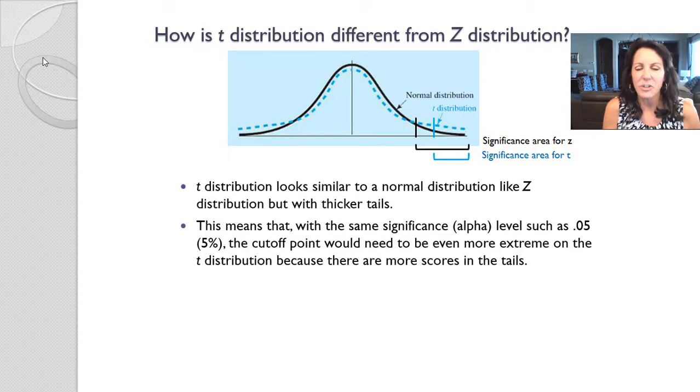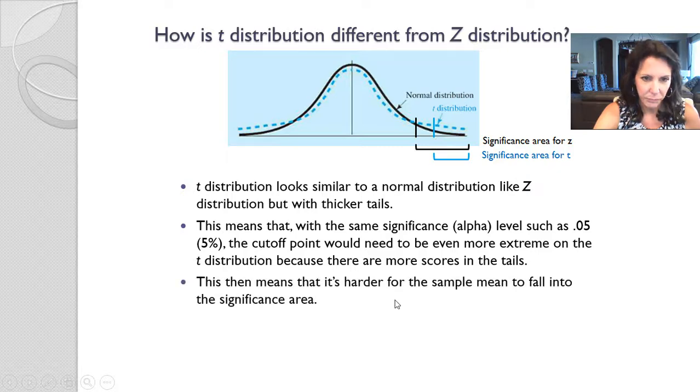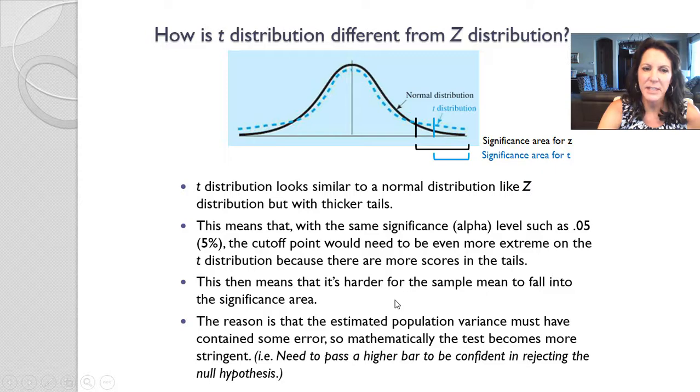It has thicker tails. You'll notice that right here. The t-distribution has the dotted lines. The tails are thicker. What you'll also notice is that with the t-distribution, the significance area is smaller. The cutoff point needs to be more extreme. There's more scores in the tails, and that's what we have to do.